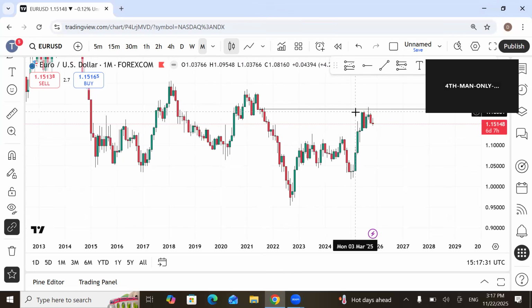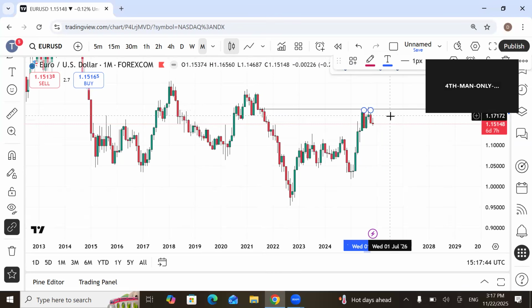What can you find here next? We have an internal range liquidity very close to it. Where is it? This is the high of the candle, the liquidity resting close to that key level. And you see liquidity is resting close to the key level.